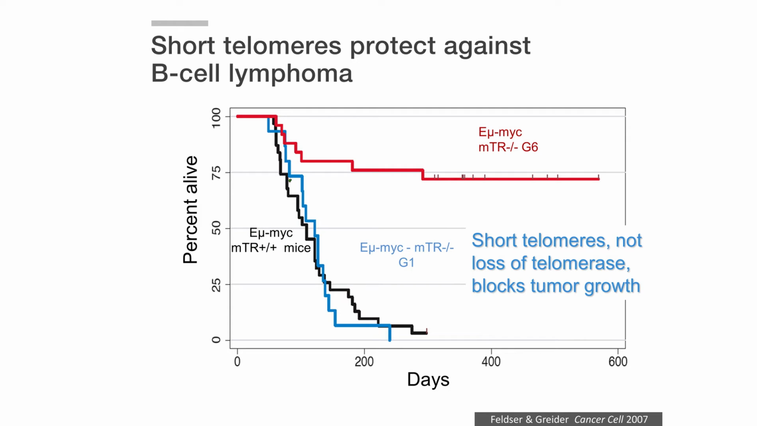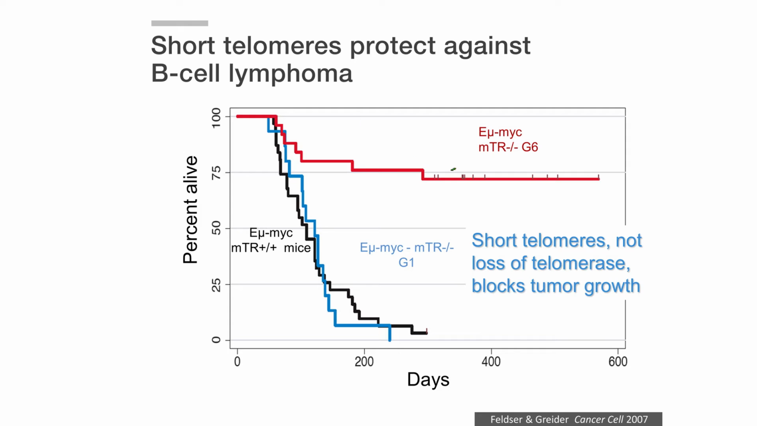And what you see in this black line is that there's this survival curve, and at about 100 days, half of the mice have died, and they've died all from B-cell lymphoma. And eventually, 100% of the mice die. Now, if you look at the emu MYC, which are null for telomerase, but they're the first generation, what you find is that there's a very similar survival curve. So these mice have no telomerase, but they still have reasonably long telomeres.